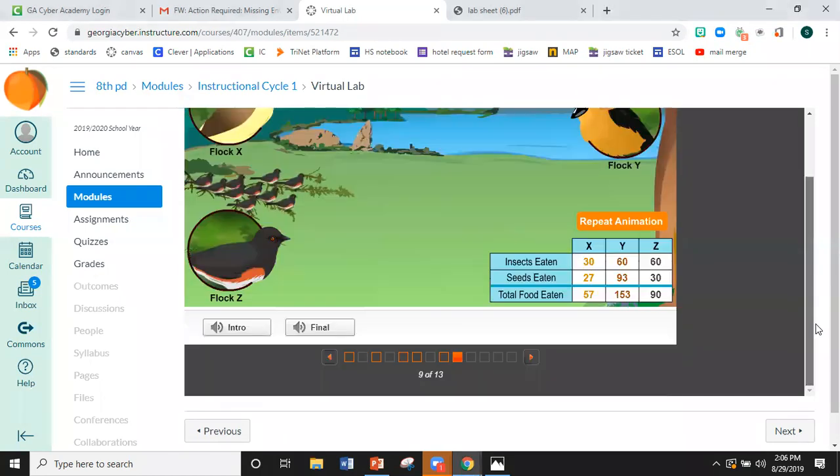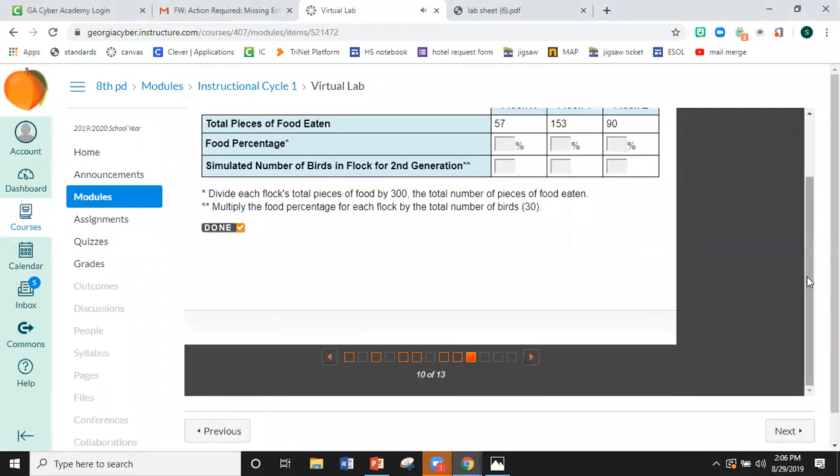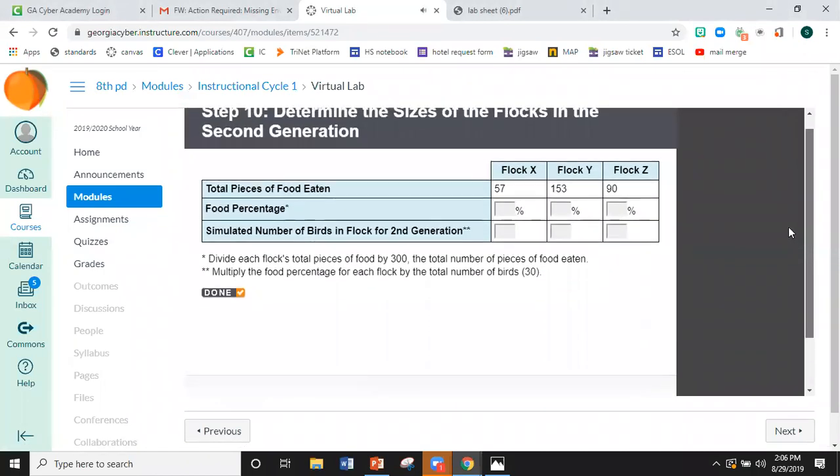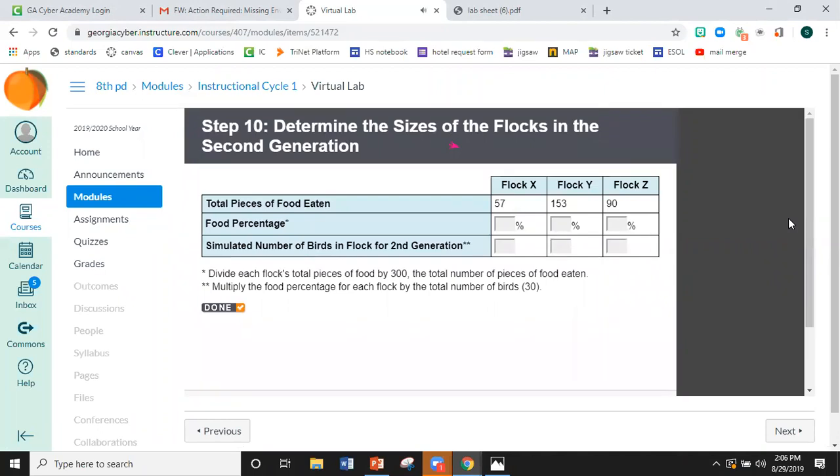All right, so let's see what that does to the next generation. Once again, compute percentages based on the food eaten and multiply each percentage by the number of birds, 30, to get the number of birds in the second generation. All right, take a minute, do the math, put in your numbers on the board. Okay, put your answers on the board and we'll go over them.